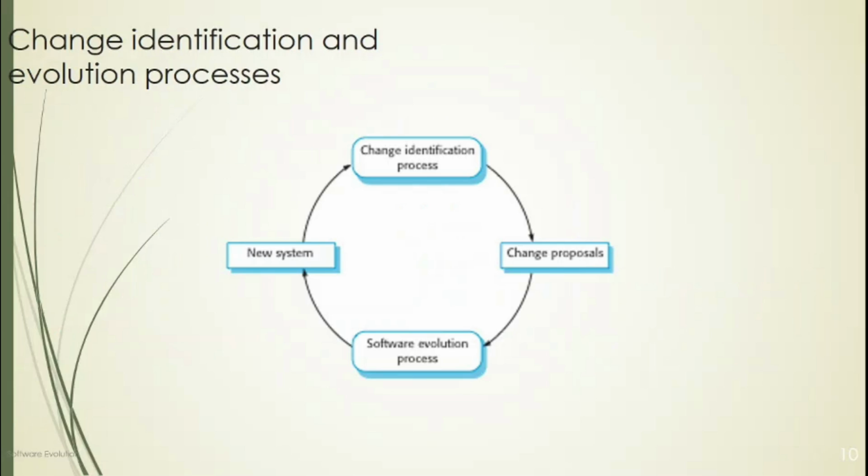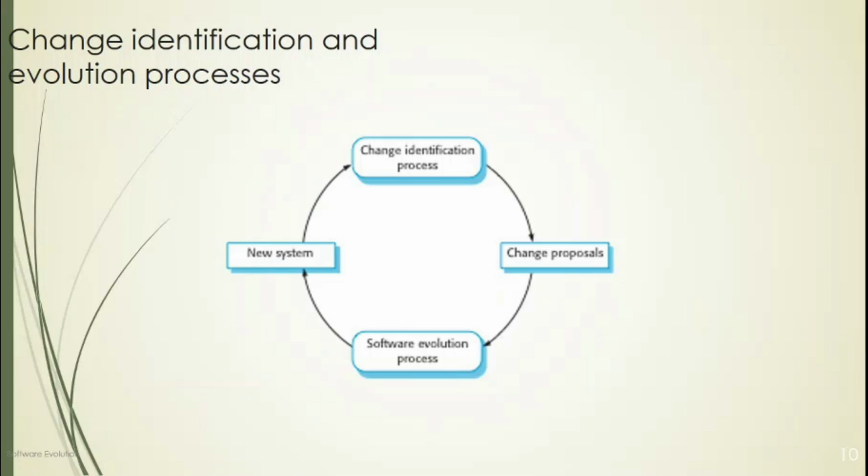So, change identification and evolution process. If you see this diagram, the first phase is that there is a new system. Once a new system has been designed, then comes the change identification process. For a certain period of time you may make use of the system, and at the end of the first year, you may find that some changes are required for the existing system. So the identification process is done.